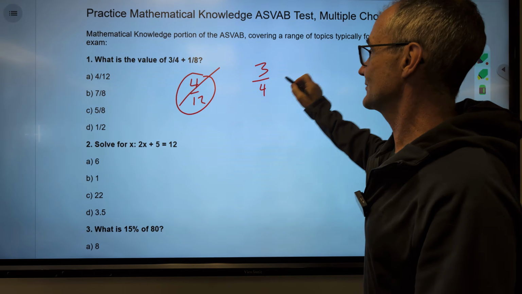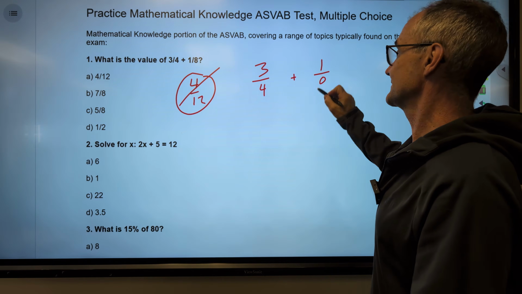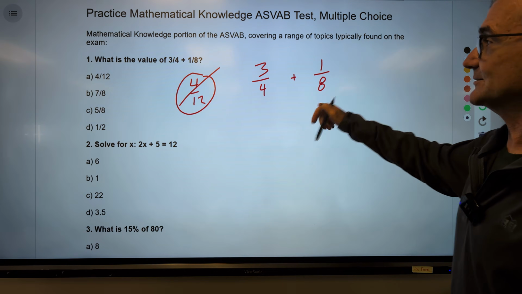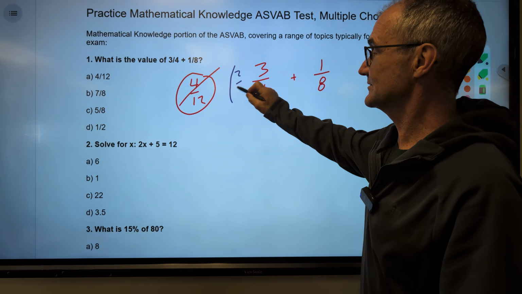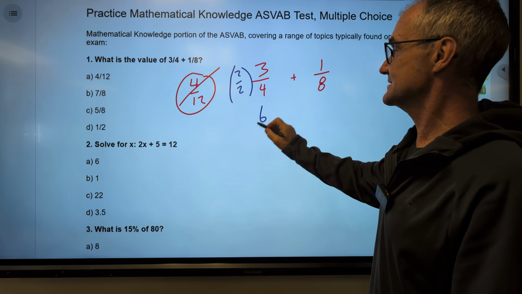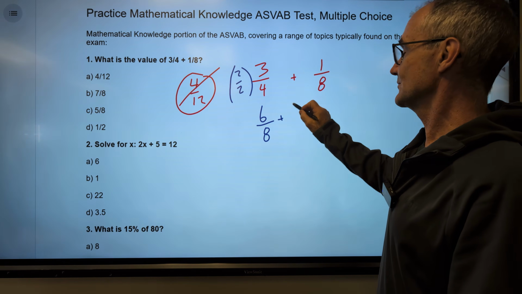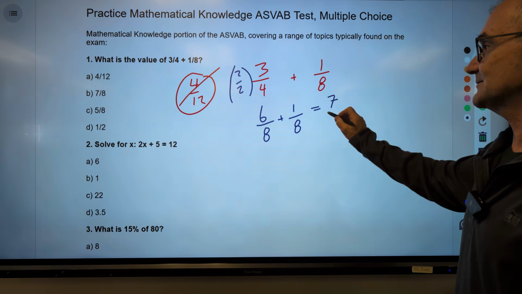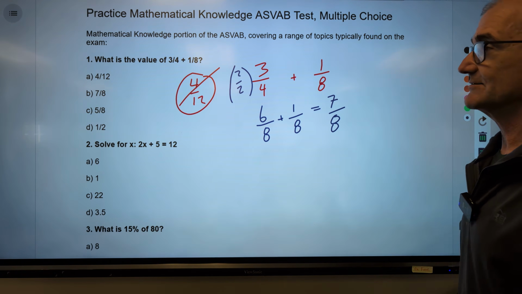So I have 3/4 plus 1/8. I've got to get that common denominator. That common denominator is going to be 8, so I multiply this by 2 over 2. That gives me 6/8 plus 1/8. Add across the top to get 7. Keep that common denominator, 7/8.